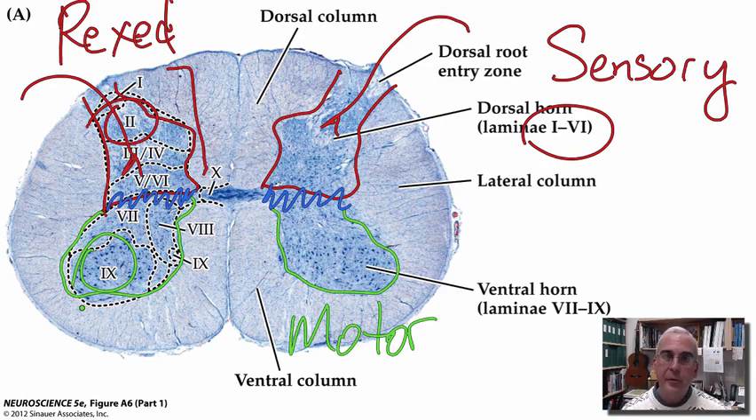So if the dorsal horn is organized into long strips of cells, then the ventral horn is organized more into columns.